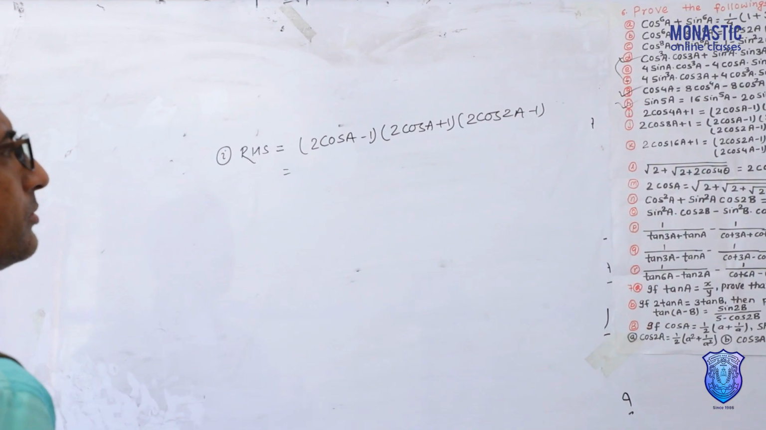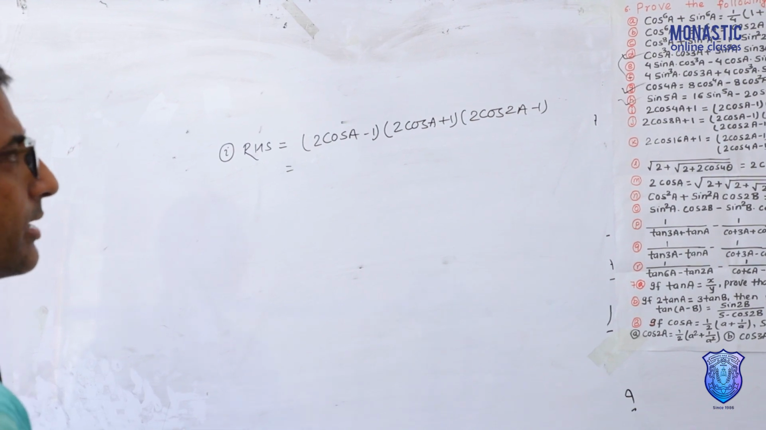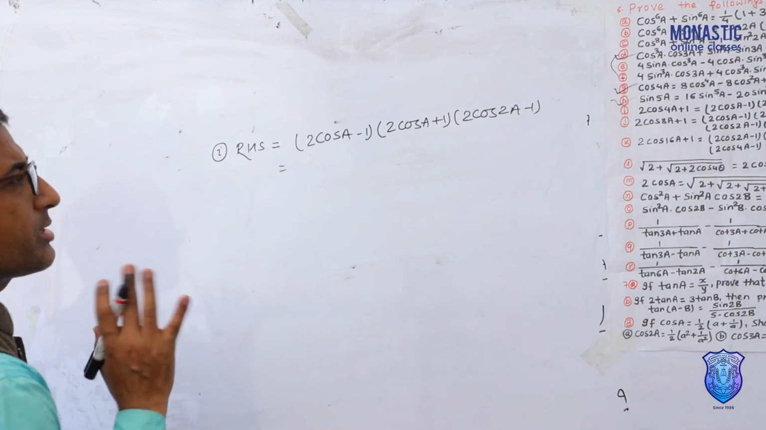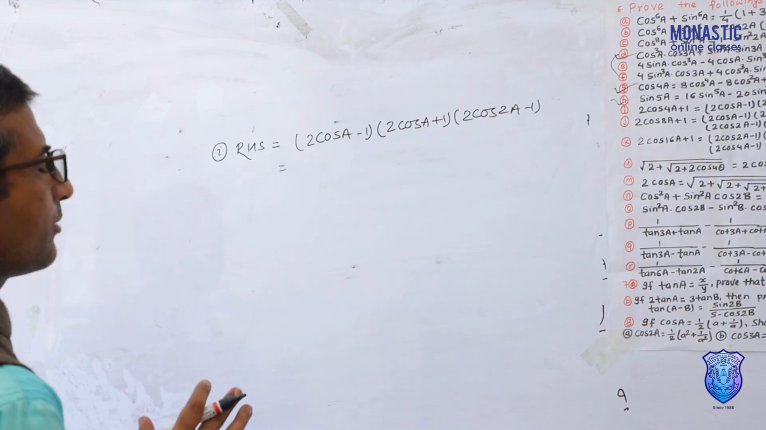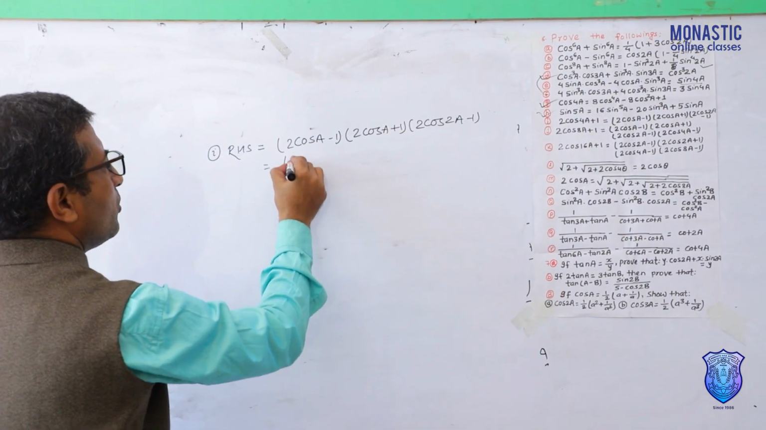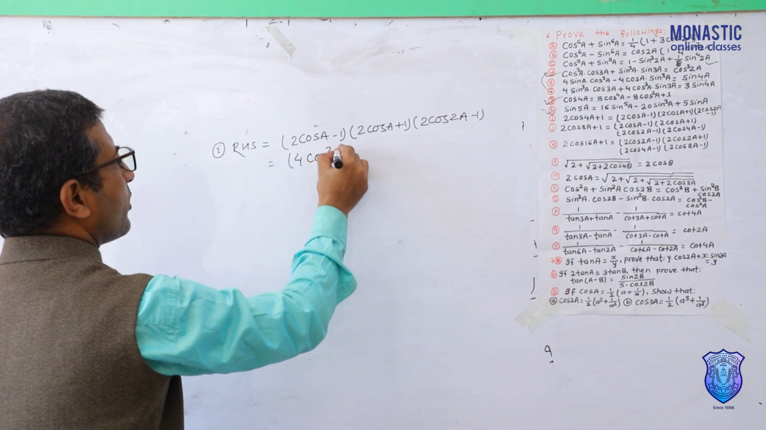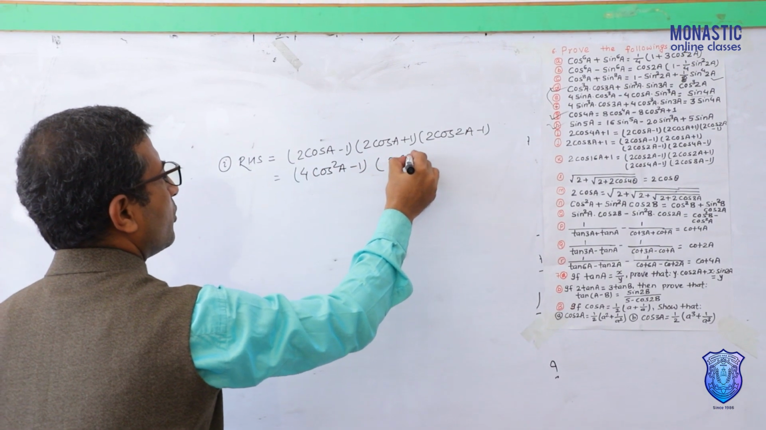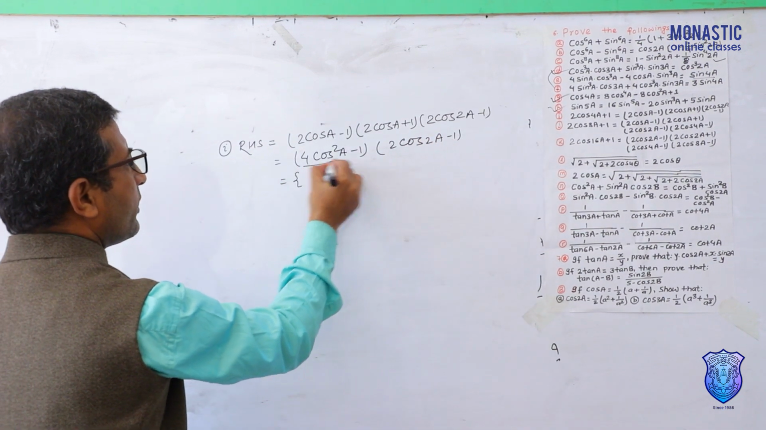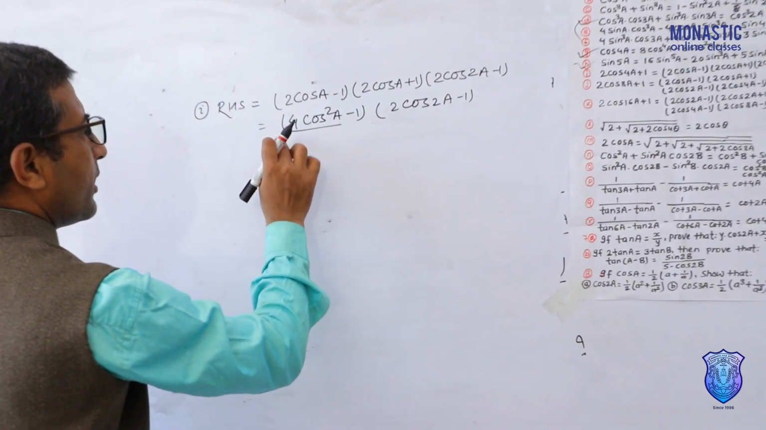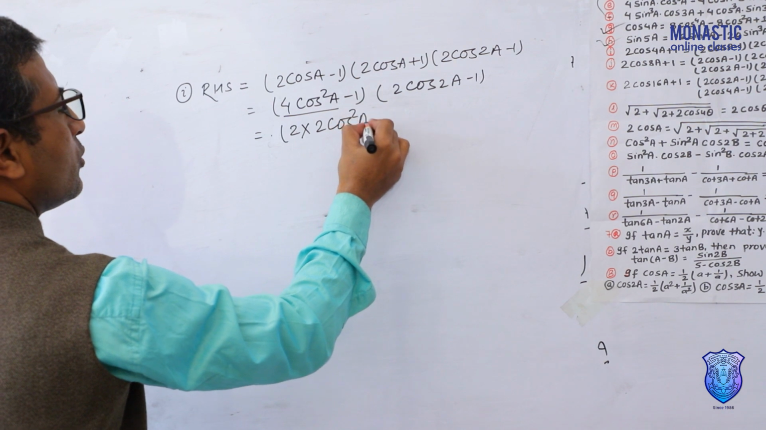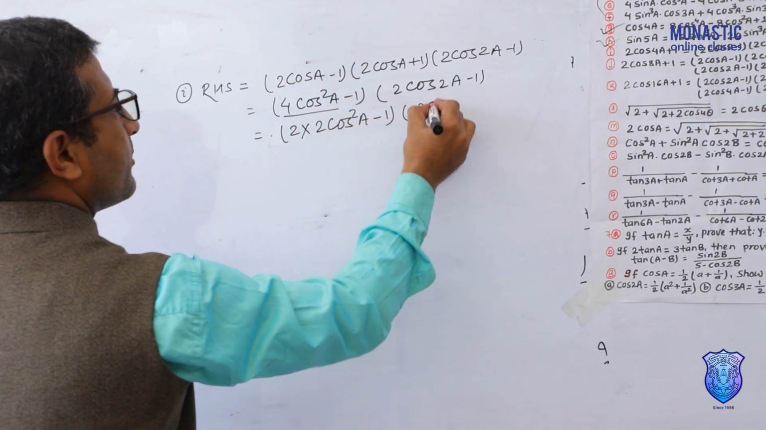When we are solving a problem like this in trigonometry, we must do some algebraic work. I am saying that here it is in the form of A plus B, A minus B, and you know its multiplication will be a square minus b square. So do this. Now you don't have the formula of 4 cos square a, but you have the formula of 2 cos square a. So you can write 2 multiply 2 cos square a.